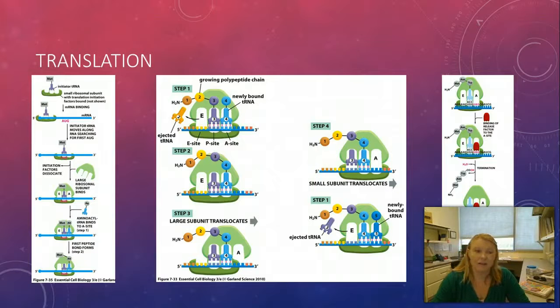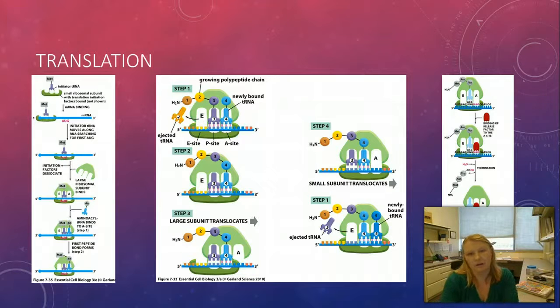So we have a tRNA that's in the P site that transfers its amino acid to the tRNA that's in the A site. Then the P site tRNA will move to the E site to exit. The tRNA that's in the A site will move to the P site, and the process continues. You can see how this works.